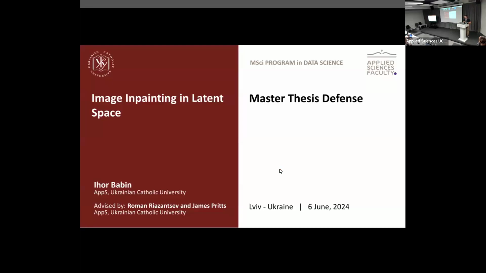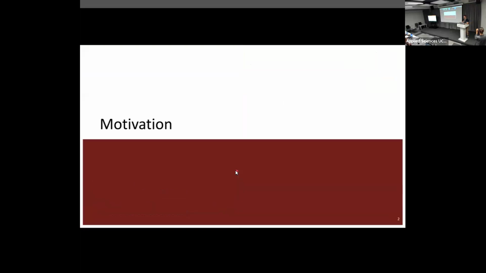Okay, so hi everyone, and I will present my thesis on the topic of image inpainting in latent space. The work was supervised by Roman Ryzantsev and James Pritz. And I'll start with the motivation for image inpainting in general for this work.